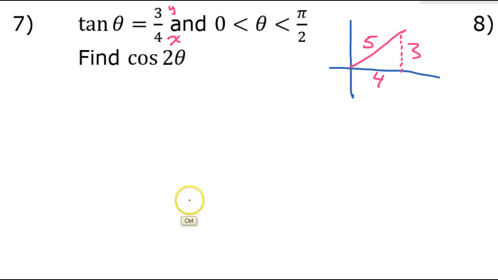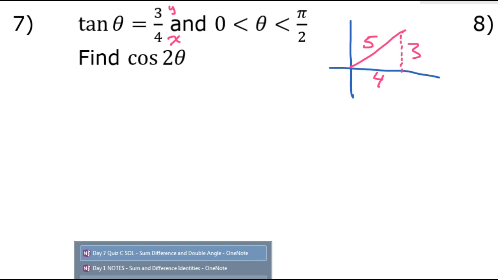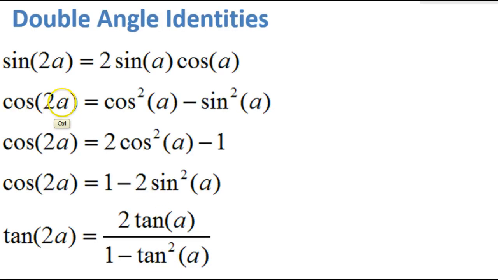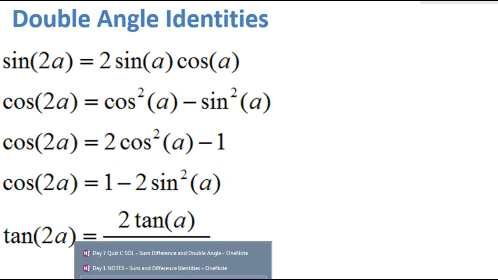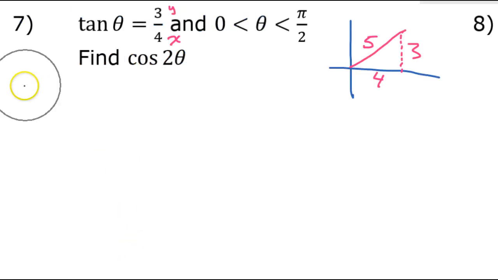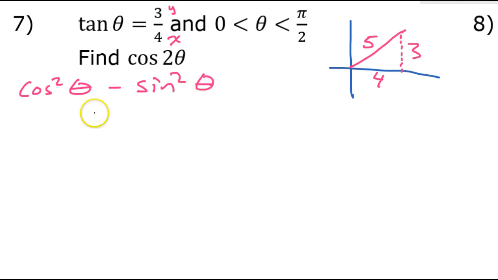So the cosine formula. Once again, the cosine of 2 theta is going to be cosine squared theta minus sine squared theta. There's 2 other options, but this is my go-to. So I'm going to do cosine squared theta minus sine squared theta. Okay, so cosine is x over r. That's 4 over 5. And sine is y over r. So that's 3 over 5.